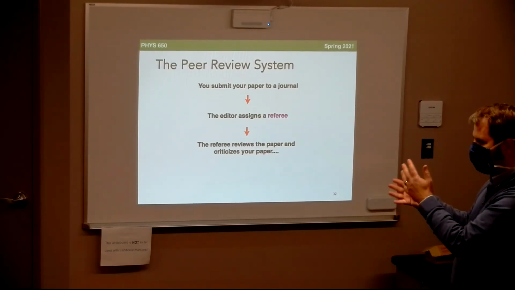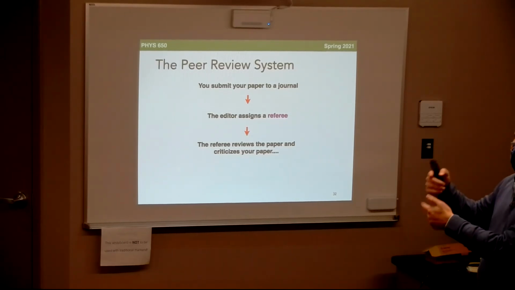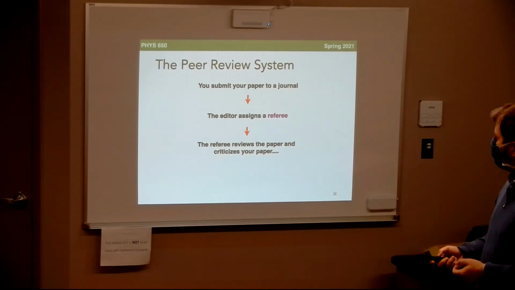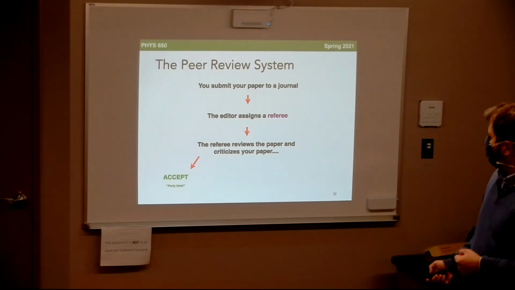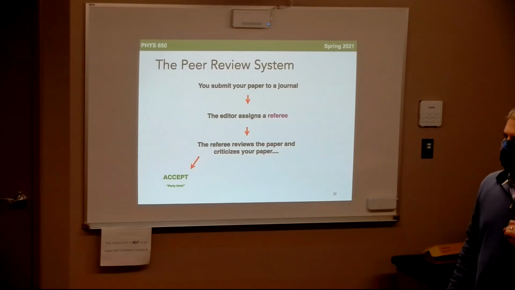And they usually have a couple of software tools as well. They get a list spit out, like, these are people that have written about these words before, for example. So it goes to this referee. The referee reviews your paper and criticizes it. It accepts. This never happens the first time. Never happens. And it is really frustrating, right?